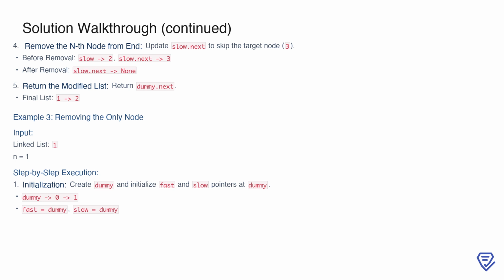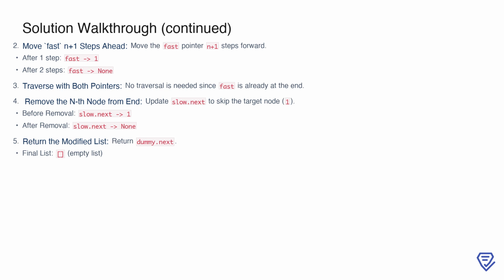Moving on to the third example, we have a linked list with only one node, 1, and we need to remove it. Here, n equals 1, indicating that the node to be removed is also the only node in the list. As usual, we start by creating a dummy node and initializing both fast and slow pointers to it. To begin, we move the fast pointer n+1 steps forward.